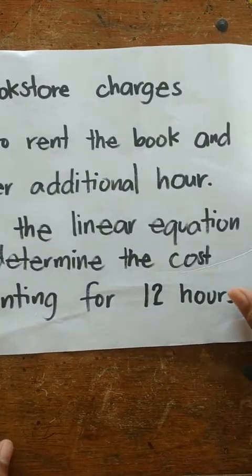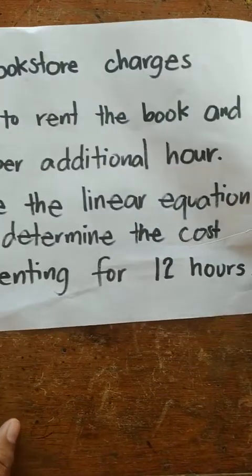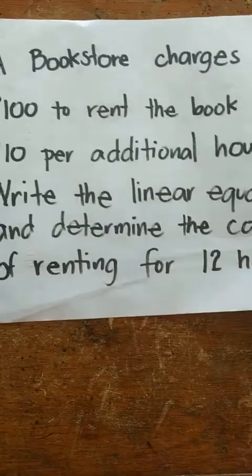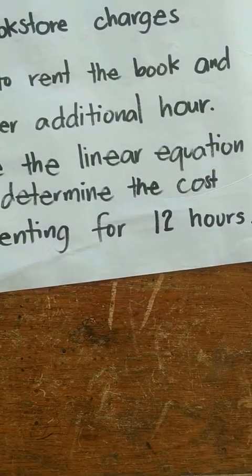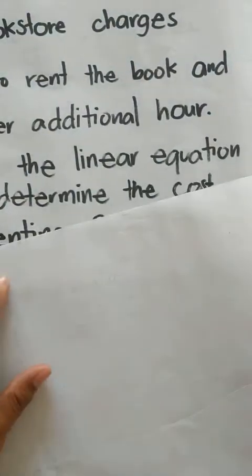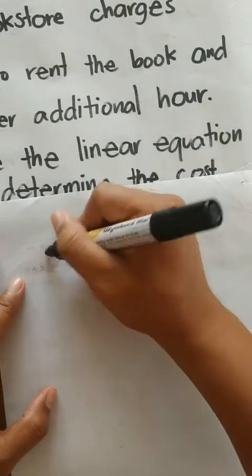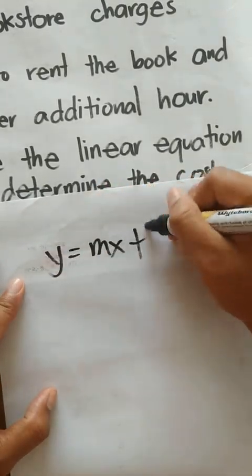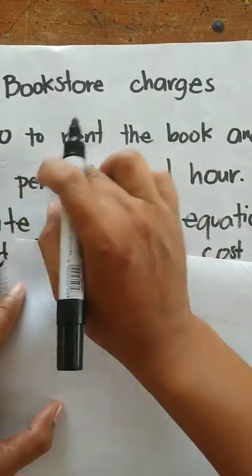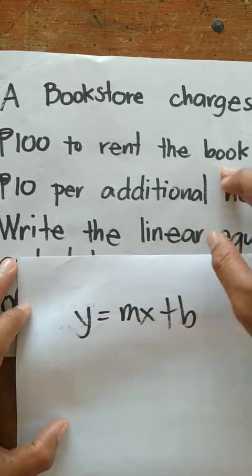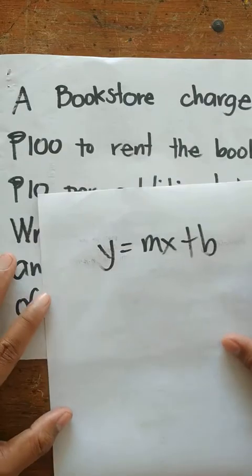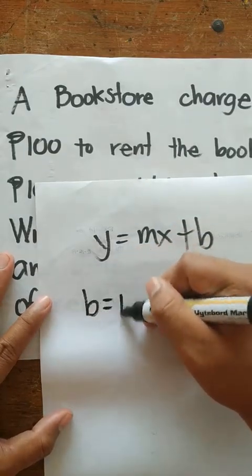For our next example, a bookstore charges 100 pesos to rent the book and 10 pesos per additional hour. Write the linear equation and determine the cost of renting for 12 hours. Let's determine which is our slope and our y-intercept. It says a bookstore charges 100 pesos to rent the book. No matter how long or how short your rental is, you will be charged 100 pesos. That will be our y-intercept.